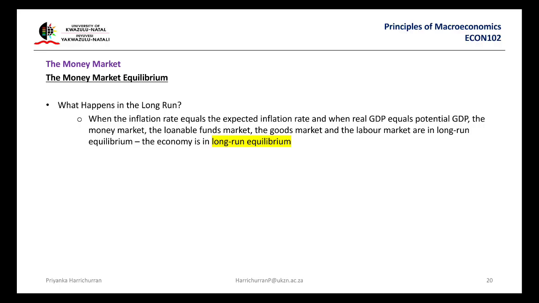Okay, now this whole long run thing, people get very, very confused. Very confused, this whole long run equilibrium and all that. So when the inflation rate equals the expected inflation rate and real GDP equals the potential GDP, the market and all these things are in long run equilibrium. When you think of long run equilibrium or dealing with this money thing, think of good. So what does long run mean?